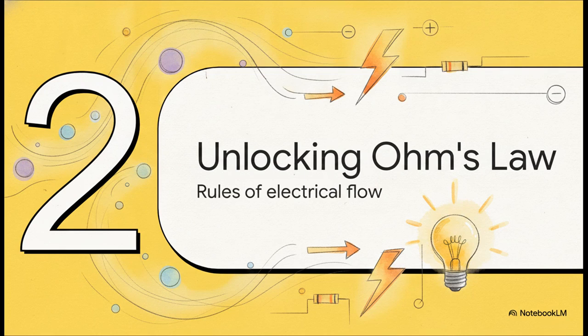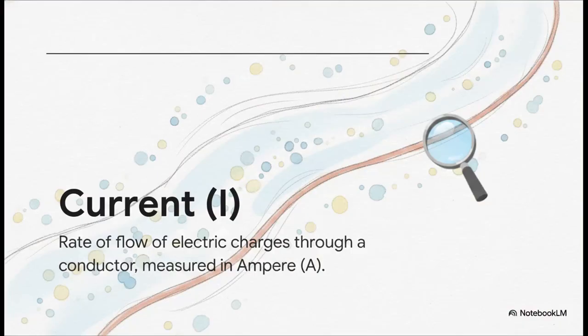Moving right along to Part 2, Unlocking Ohm's Law, the rules of electrical flow. Okay, once those charges start moving, we need new terms to describe them. Think of a flowing river. Current, represented by the letter I, is simply how much water is rushing past a specific point every single second. In electrical terms, it's the rate of flow of electric charges through a conductor, like a copper wire. We measure this flow in a unit called amperes, or just amps for short.